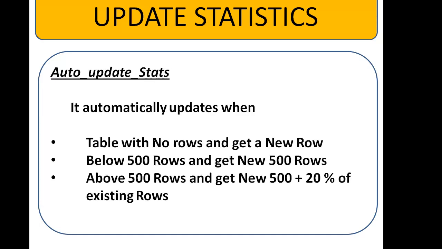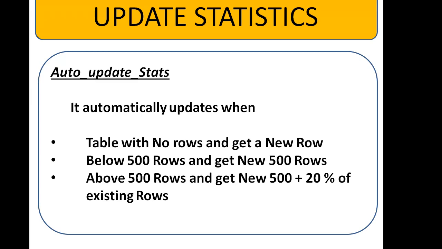First, auto update statistics. It's one of the database properties. It automatically updates the statistics based on the threshold. When a table with no rows gets a new row, it starts to update. The second condition is if the table contains fewer than 500 rows, and when it reaches 500 new rows, then it occurs. The third is if the table contains more than 500 rows, and when it gets 500 new rows plus 20% of the existing row count.